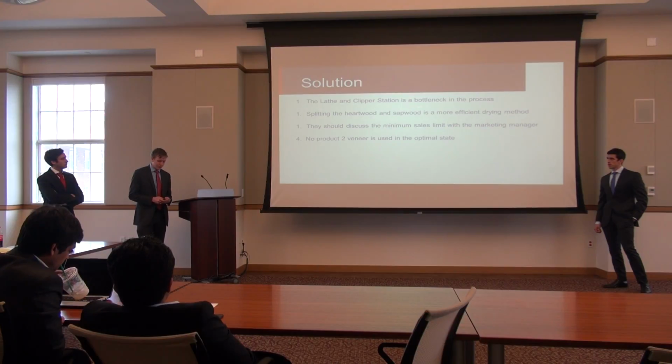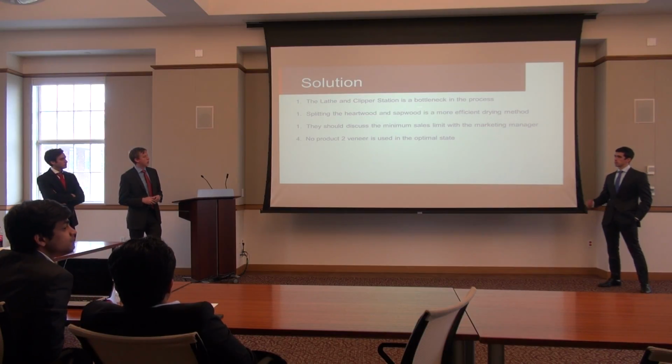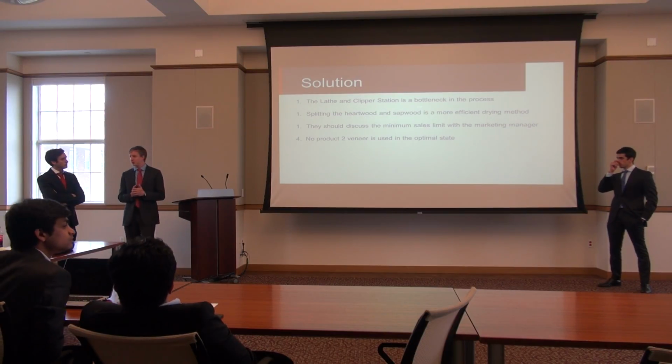And the fourth question, if you remember, was should they purchase the species 2 veneer for 3 cents? And the answer was no, because they don't really use any of that in the optimal state. So that concludes our presentation. Does anybody have any questions?